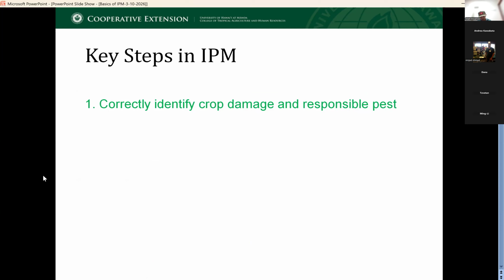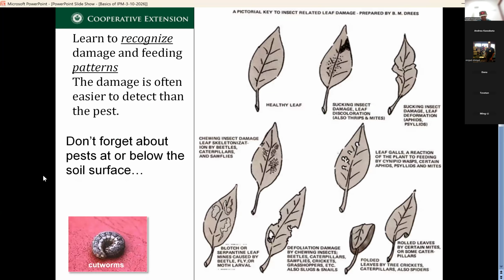One method is to correctly identify crop damage and the responsible pest. We need to be more familiar with the type of feeding and how it's related to that kind of insect. Sometimes you look for that pest and it's not there. Keep in mind, sometimes they are under the soil during the daytime, when we are out in the field. They are below the soil, hiding there. They are night feeders. So knowing what kind of insect feeding type and impact will help us to determine it quickly and have a better solution very quickly rather than trial and error.